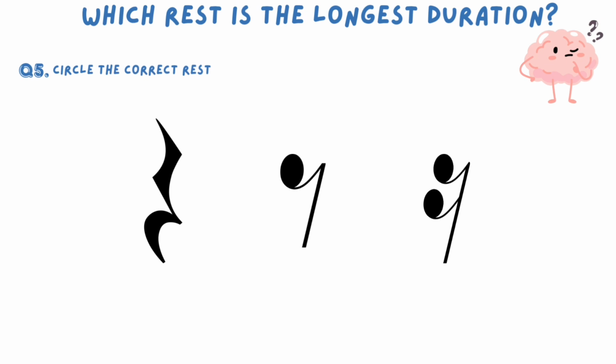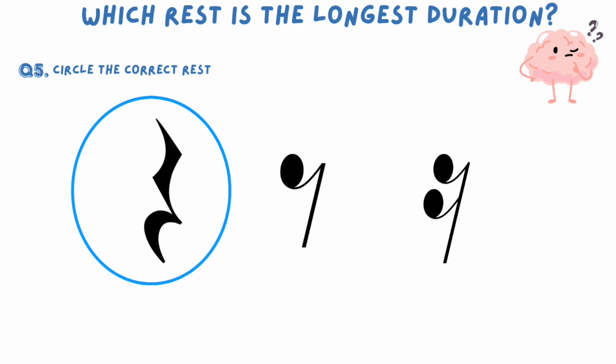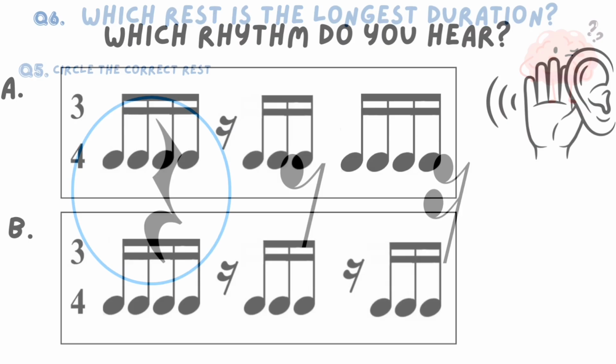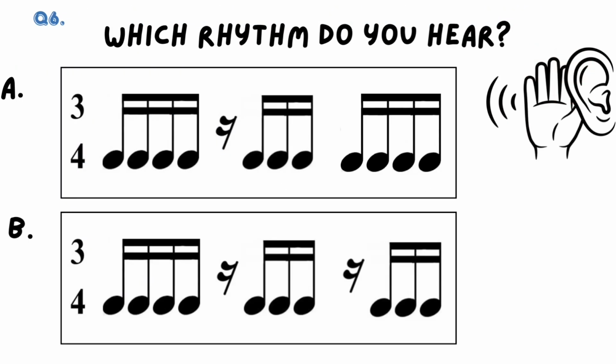Okay, right, now which one is the longest duration? So which one of these rests lasts the longest? Pause the video, think about it before the answer comes up. 3, 2, 1. Okay, so that's a crotchet rest or a quarter rest, and that is because it's 1 beat, the rest aren't as long.